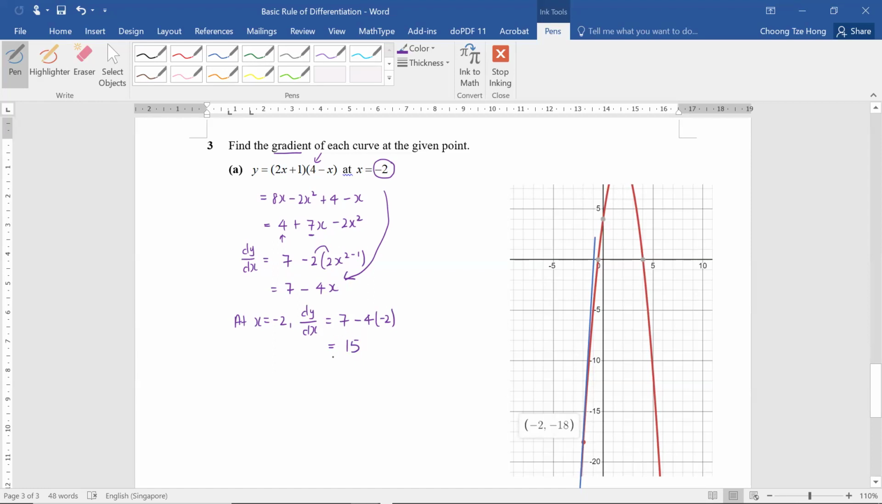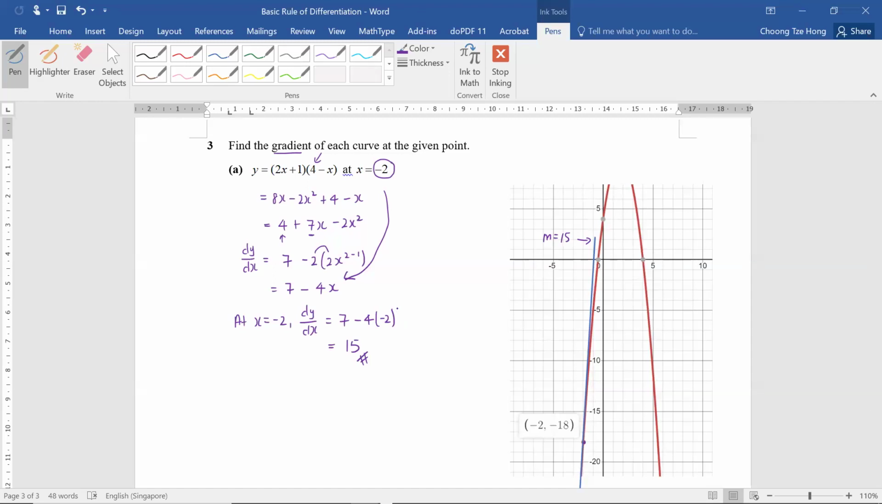What this means is, if you look at the right side over here, this is the graph of 2x plus 1 times 4 minus x. I plotted it out using Desmos. You can see that when x is negative 2 at this point, if I draw the blue line, which is the tangent at this point, the gradient of this tangent is going to be 15, because we have calculated that at x equals negative 2, dy dx is 15. So this is what it actually means.